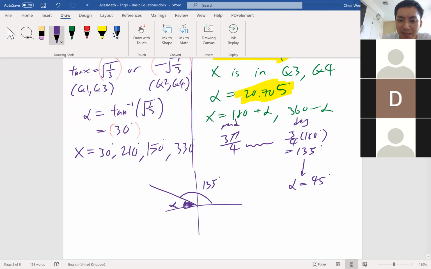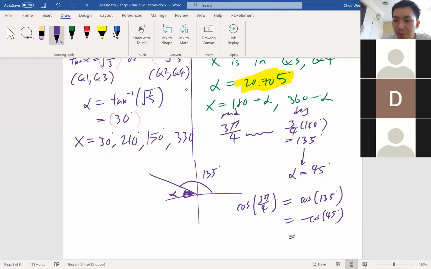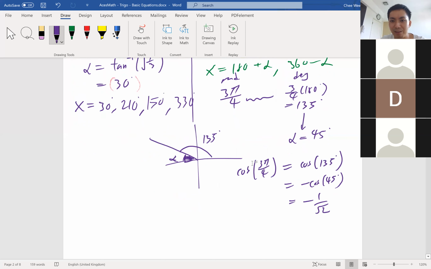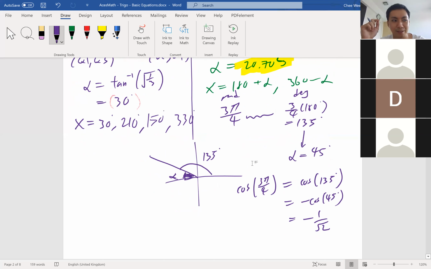Which means that cosine 3 pi over 4 radian is actually the same as cosine 135 degrees. And cosine is negative in Q2, which means that this is negative cosine 45 degrees. And cosine 45 is 1 over square root 2, so this is negative 1 over square root 2. So this is the train of thought if you really wish to convert it into degrees. Make sure that you're okay with what I'm writing over here first. Of course, you can use a calculator, but you need to be fluent in this also, for some future questions.